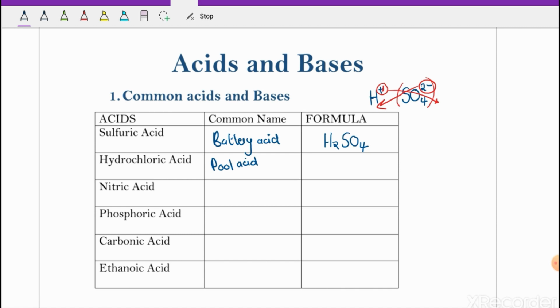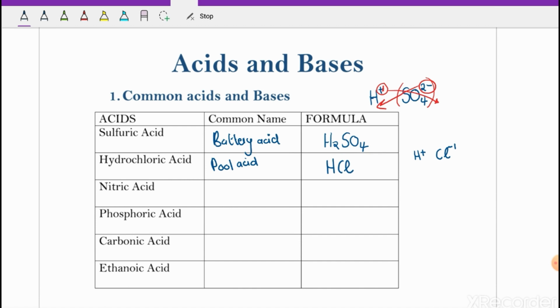For hydrochloric acid, the formula is just HCl. Why? Because hydrogen is +1, and the chloride is in group 7 in the periodic table, which has a charge of -1. So when you write it together, you have HCl. Hydrochloric acid, like I said, is normally used for very strong pool cleaners, but it also has a lot of industrial uses as well.